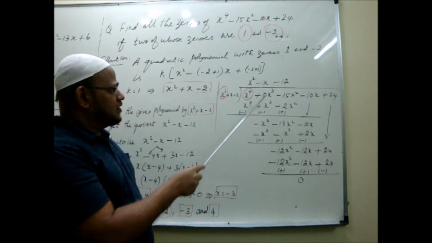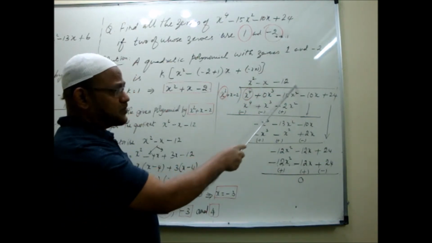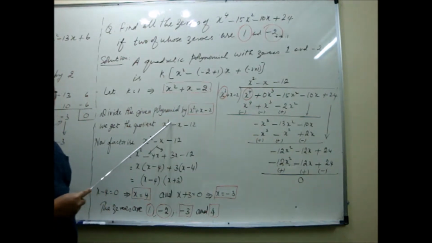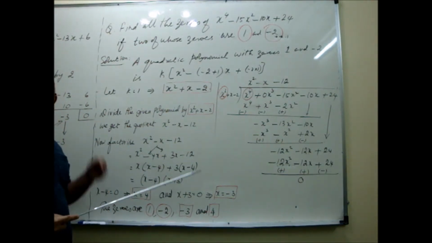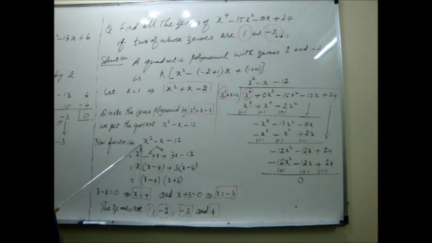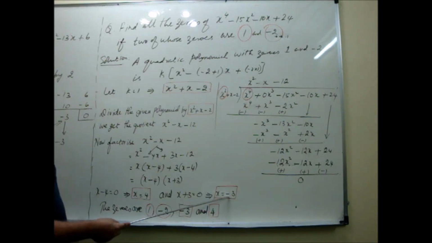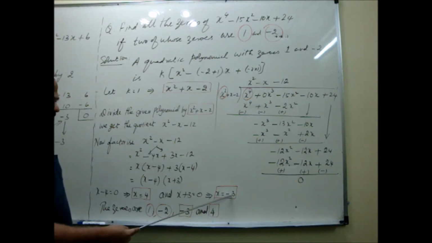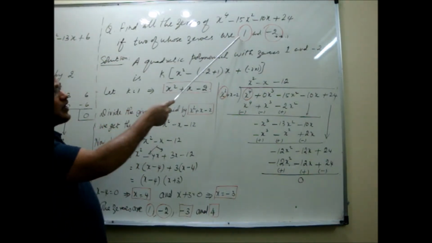Now take this quadratic quotient and factorize it using the splitting middle term method, as we did earlier. Factorize by splitting the middle term. I got two linear factors. Each linear factor equal to 0, as we did earlier. So you get x equal to 4 and x equal to minus 3. Two new zeros came: 4 and minus 3. The given zeros are 1 and minus 2.